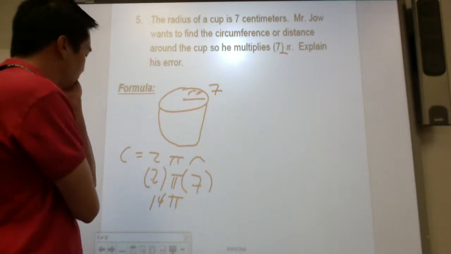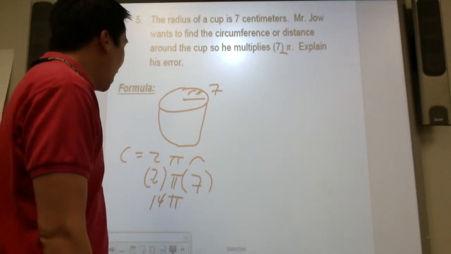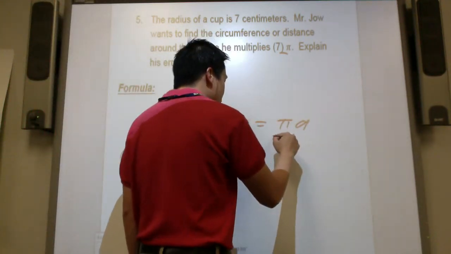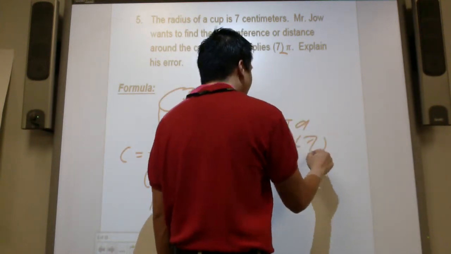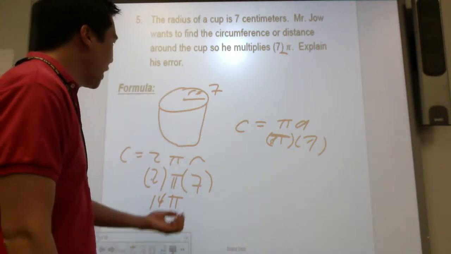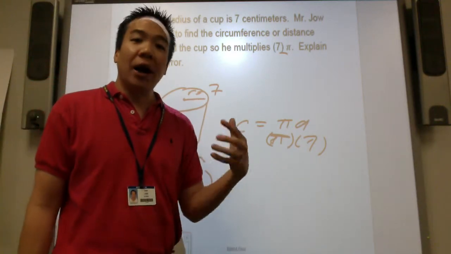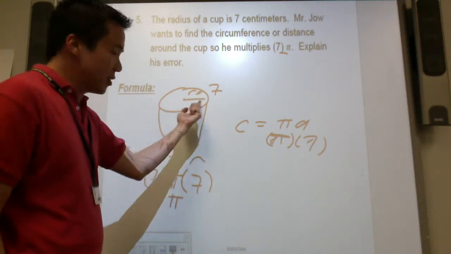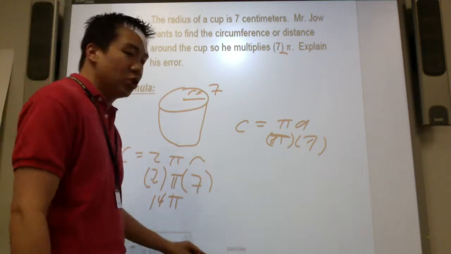Hey, that's different. Why did I get it wrong? Oh, I know why. I probably thought C equals pi d, so I used pi times diameter is 7. I think I misread it. I used the wrong formula because I forgot that a radius is half the size of a diameter. So I needed to double the radius to get the diameter. So that's 14 pi. That's why I forgot to multiply by 2.